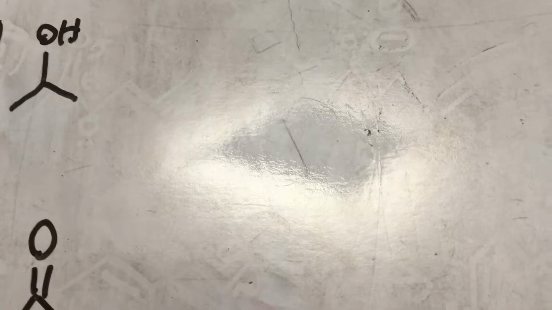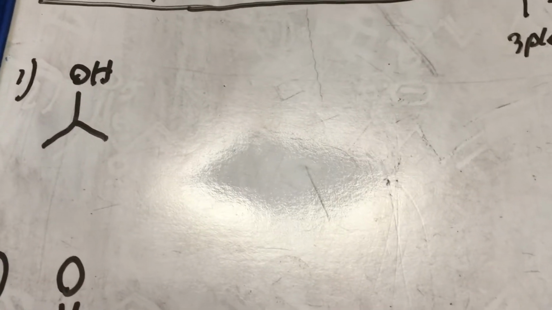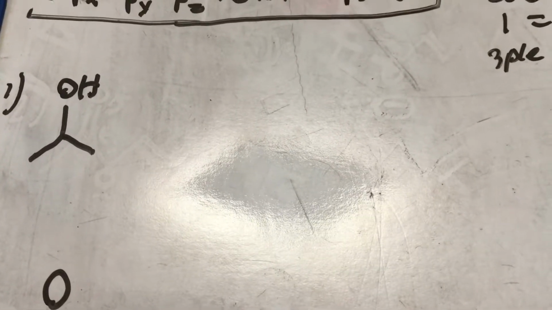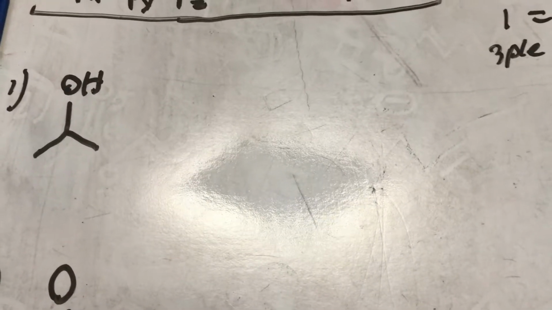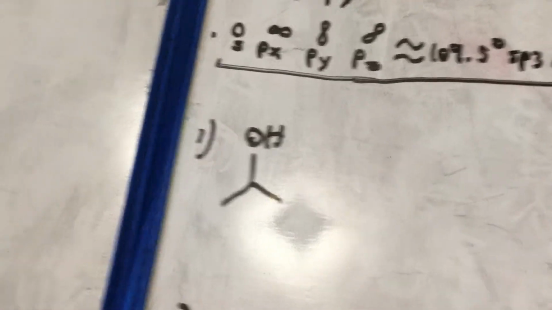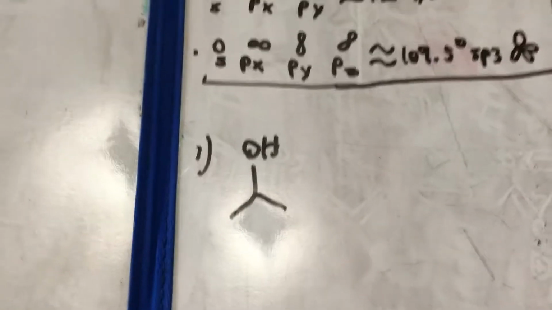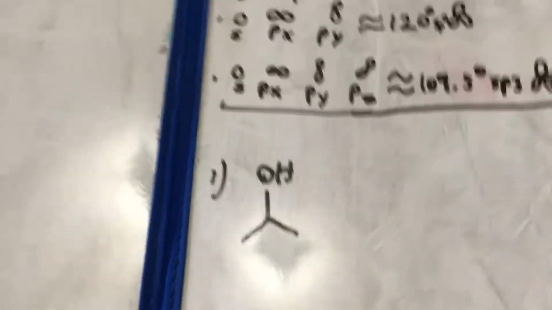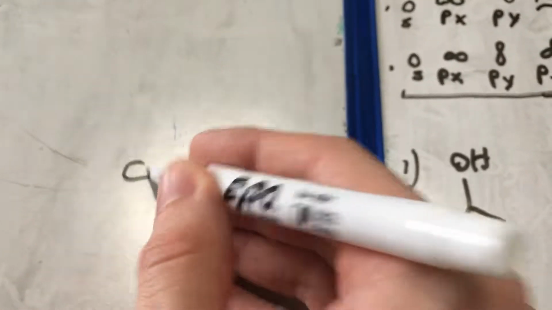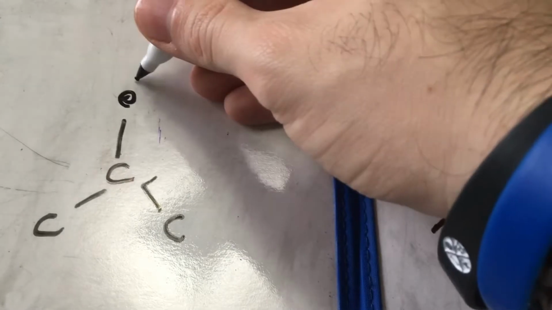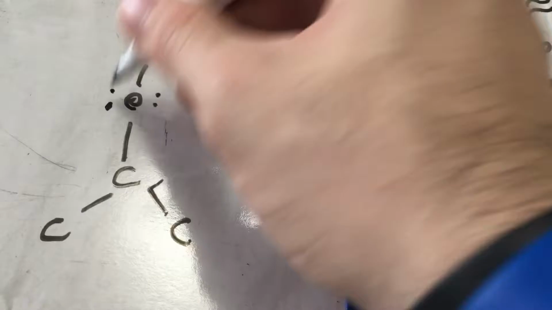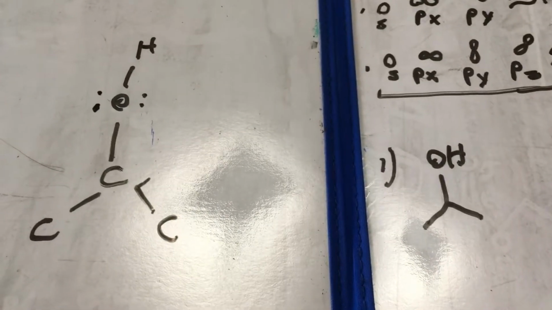So here we have this alcohol, and our first step to drawing out the orbital overlap and orbital configuration is to draw this out with all the hydrogens, all the carbons, and all the electrons. So we're going to do that. We have our central carbon first. We have these two carbons, and then we have the O, and that's attached to an H. And this has 4 electrons.